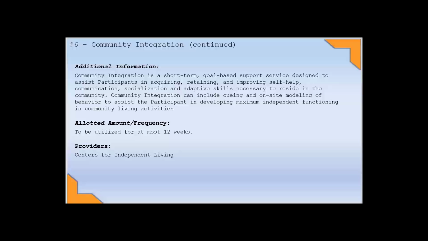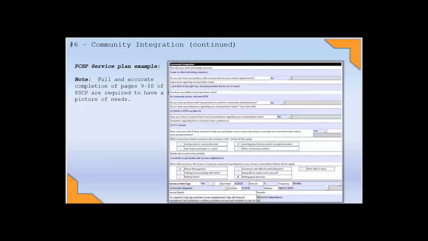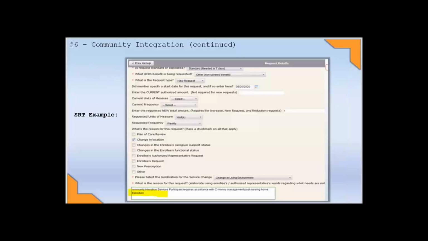So where possible as well, we included the allotted amount frequency for the different services and the providers. So this is to be utilized for at most 12 weeks, and the providers come from the Centers for Independent Living. A little bit even more of a screenshot here because this service does require the PCSP to be fully filled out with all of the specific information needed to describe why this service is needed. So we have a little bit of an example here for you, as well as your SRT example.